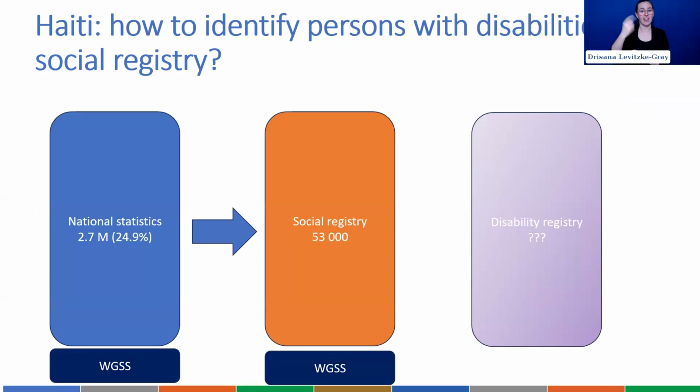So just to show that national statistical data started the process of how to better identify persons in the social registry. The persons with disability were already in the social registry, but they were not identified at all. Using the Washington Group set of questions allowed us to better identify persons with disability. Not all of them, but the 53 are persons with more severe disability. Haiti hasn't started yet to work on the disability registry, but the social registry can be used as a good entry point for starting to identify persons with disability.